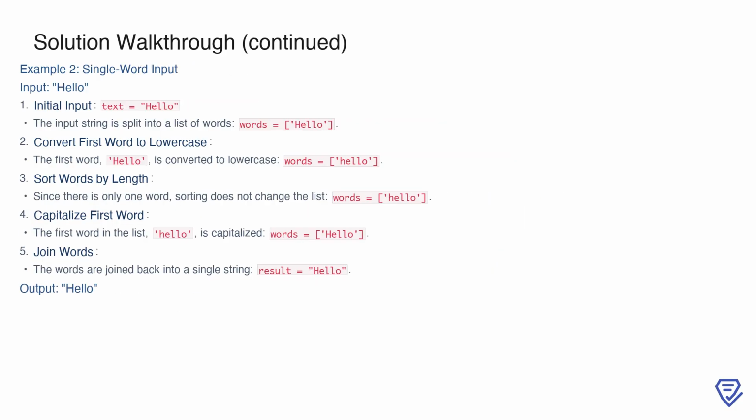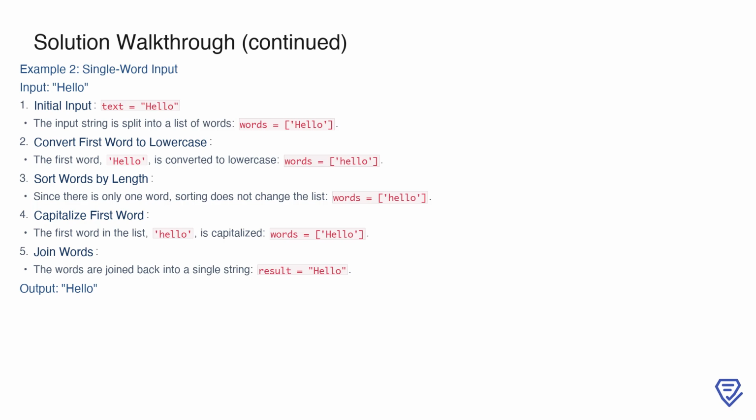Now, let's look at a simpler case with a single word input, Hello. First, we split the input into a list, which gives us Hello. Then, we convert the first word, Hello, to lowercase, resulting in hello. Since there's only one word, sorting doesn't change the list, it stays as hello.